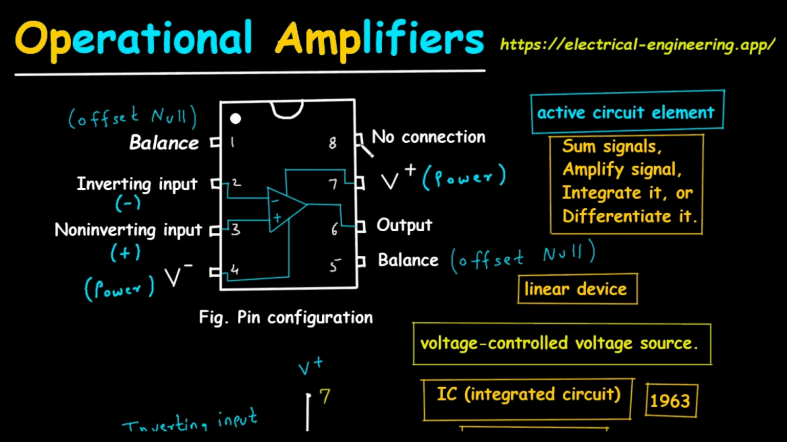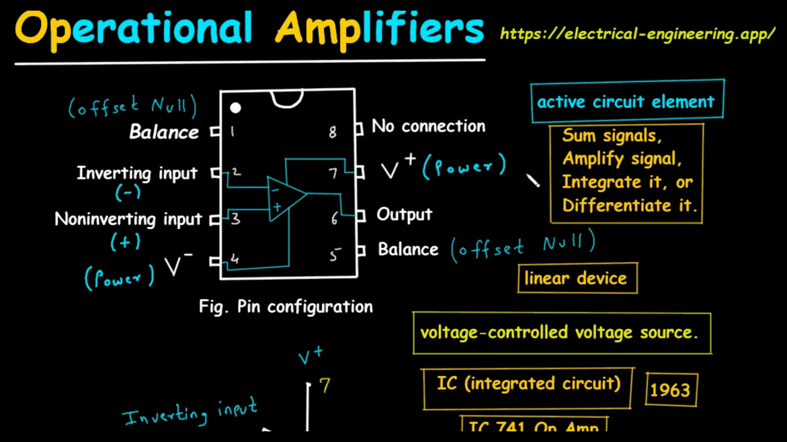Then next and last is pin number 8. So here there is no connection. In short, we call it NC. So this pin is not connected to anything internally and is just there for mechanical stability of the 8-pin package. Here on the left side we are getting 4 pins, so that's why on the right side also we are getting 4 pins, and the structure of this OpAmp is like a rectangular shape.